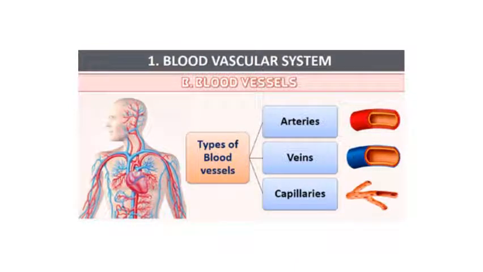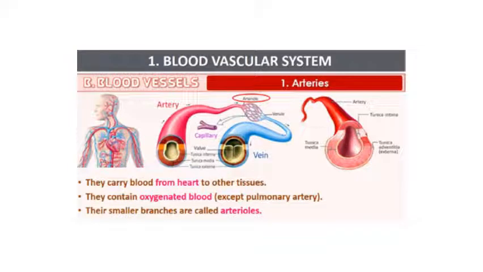So there are three main types of blood vessels in the body. They are arteries, veins and capillaries. Arteries generally carry blood from the heart to other tissues. They contain oxygenated blood. Their smaller branches are called arterioles.